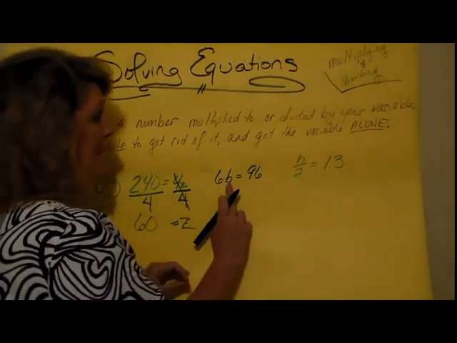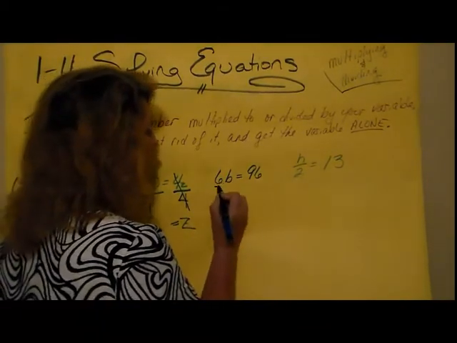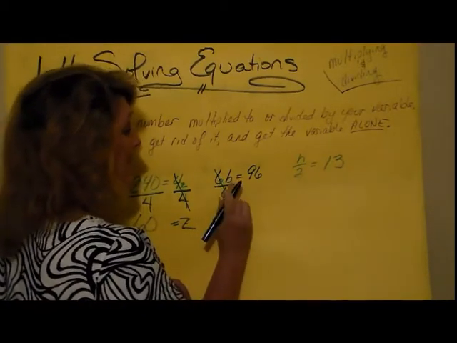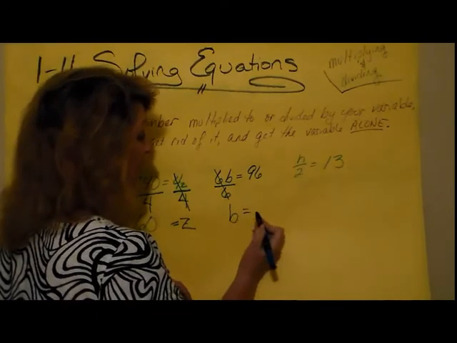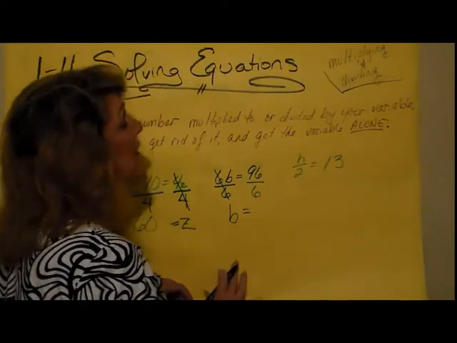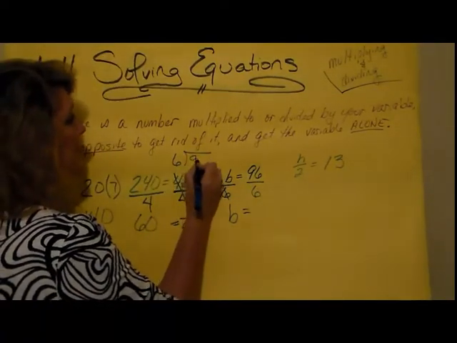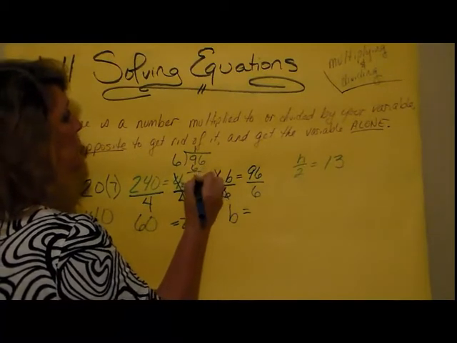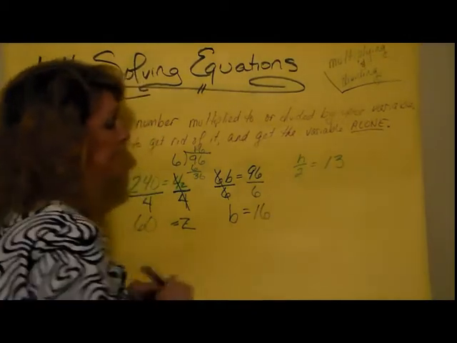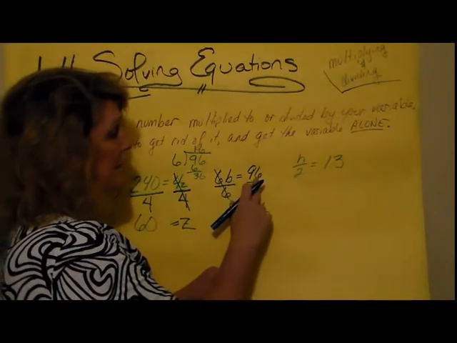6 times b equals 96. I have a b multiplied to my 6. In order to get rid of it, I need to divide by 6, so that this cancels out and I have b all by itself. Well, if I'm going to divide by 6 on this side, I have to divide by 6 on this side. Oh my gosh, some math is actually required. Now watch, because this is really hard. Ooh. My goodness. That even hurt. 6 times 16 is 96.